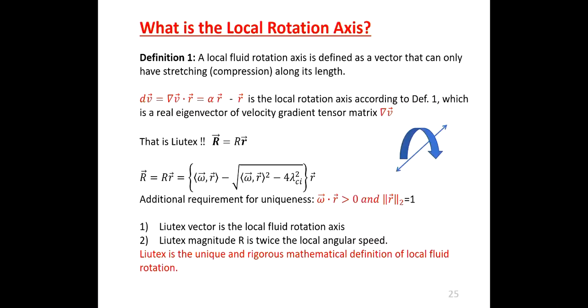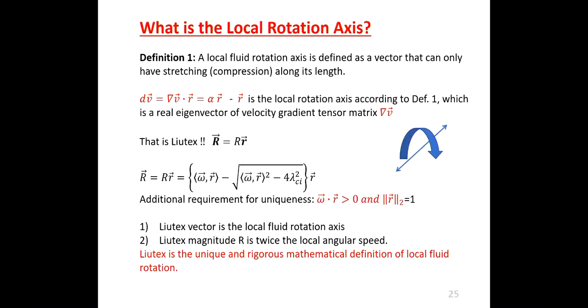That's the major idea. That means the eigenvector is the local rotation axis. Well, I give a definition. What does local rotation axis mean? A local rotation axis can only stretch or compress. It cannot rotate by itself. That's why I give these definitions.